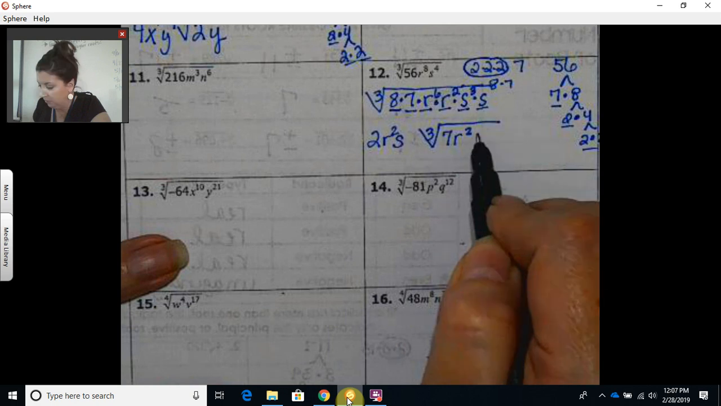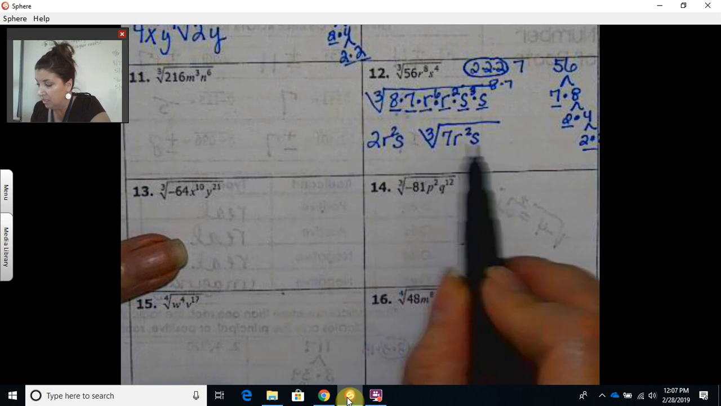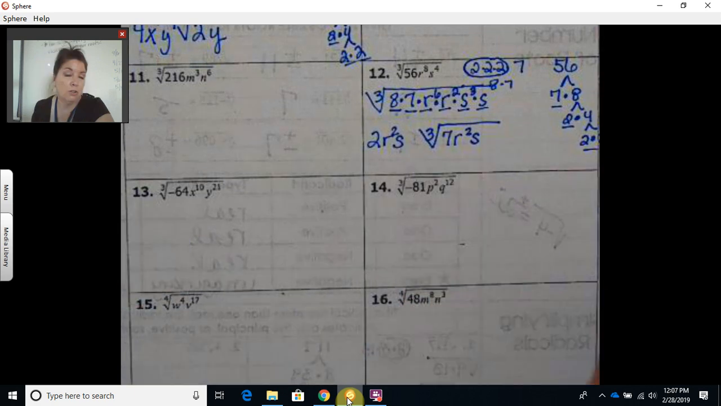Double check and make sure under the radical that there's nothing else that's not a perfect cube or that has a perfect cube factor. Does that make sense? Kinda. Kinda. Let's look at number 15.